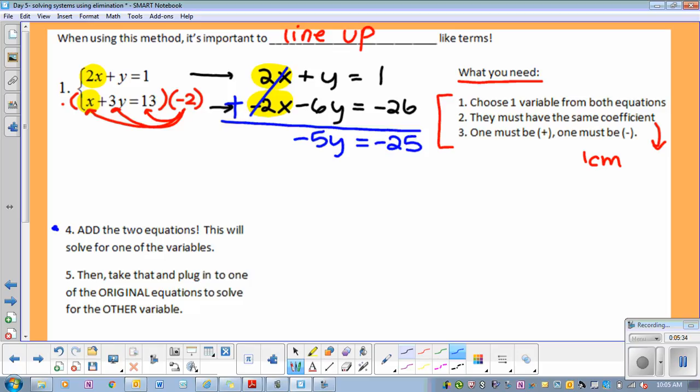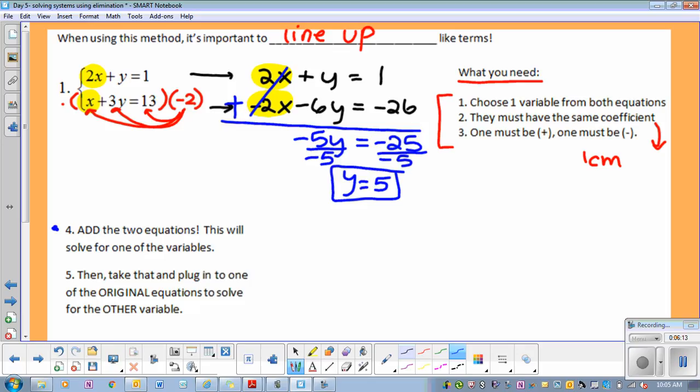Look at that. We can solve for one of the variables, yes, because all we have left is the y. We can solve for the y. How do you solve for the y here? Good. Divide by negative 5. So y equals? 5. Good. Okay? So now, look at step 5. What does that say? Take that and what? Plug it into one of the original equations to solve. Good. We found y equals 5, guys.